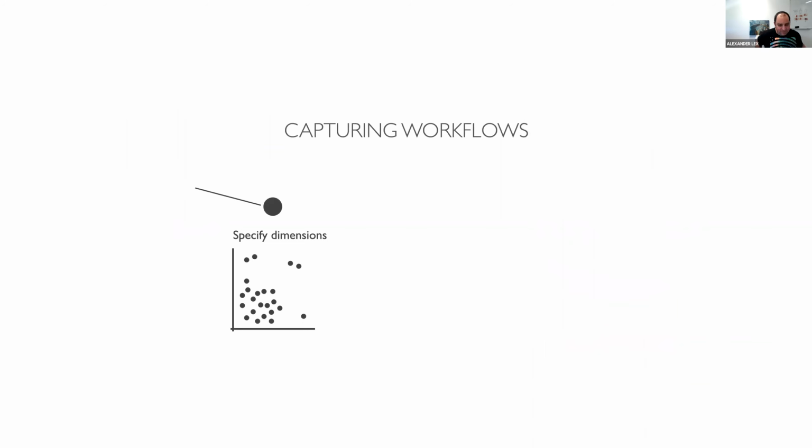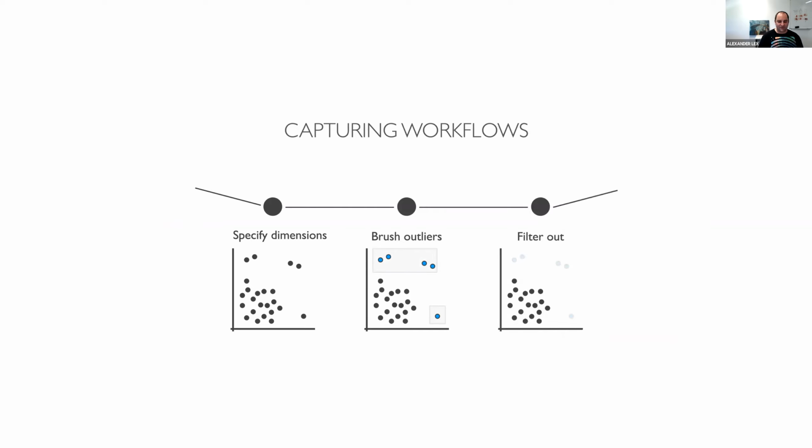So what we're suggesting is that we can capture workflows based on interactive analysis sessions. Let me give you an example of a simple workflow. Here, we specify the dimensions of a scatter plot. This is the first step. The second step is we brush outliers. Now we have selected these elements. If we store this by ID, we could filter out these elements. And now we have filtered out the outliers of this data set.